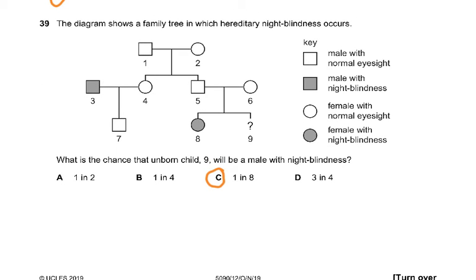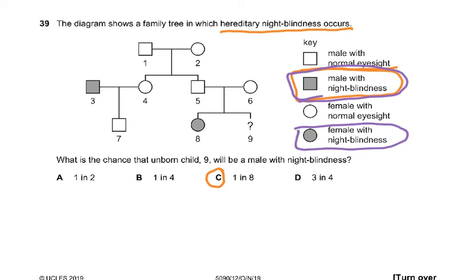Then coming on to the 39th question, which is again on a pedigree chart, which is of course the most daunting question for you all, and that's what we are doing this video on. The diagram shows a family tree in which hereditary night blindness occurs. Now, this is a male with normal eyesight, and the male with night blindness, and then the female with night blindness. The night blindness one has been shaded for you, right?